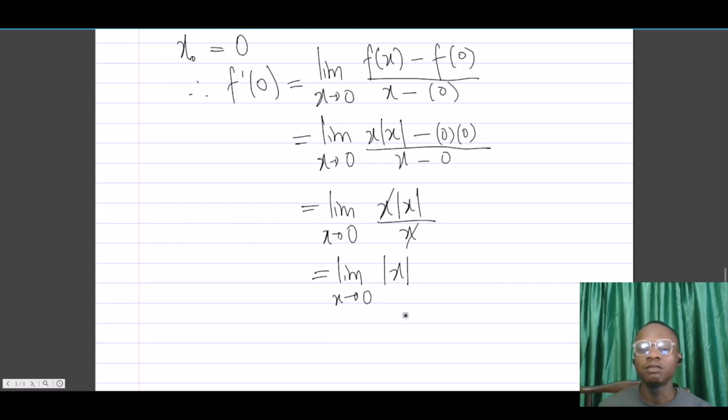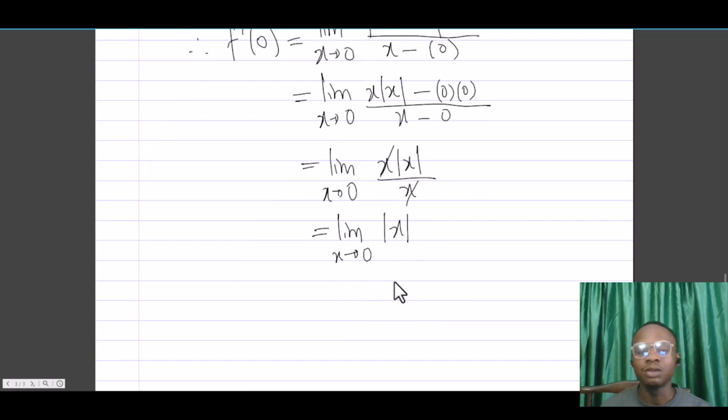So what is the limit of the modulus of x as x approaches 0? We can find out what the limit is in pieces. What is the limit of the modulus of x as x approaches 0 from above? We have to do it in pieces because this is a piecewise defined function. As x approaches 0 from above, the modulus of x will be x. So this is the limit of x as x approaches 0, which is equal to 0 when we substitute now.